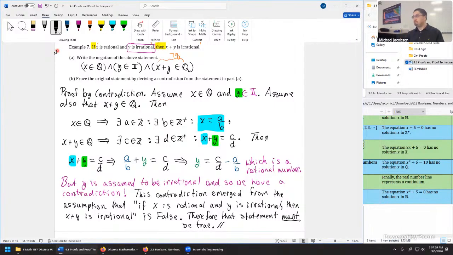How much of that belongs in the write-up? You could really paraphrase it well. I would say a paraphrased version might be: Y equals C over D minus A over B is rational. However, Y is assumed to be irrational. Therefore, the original statement, and you can just say the original statement, must be true. So you could paraphrase it way down to that, and that would be just fine as well. Other questions so far?